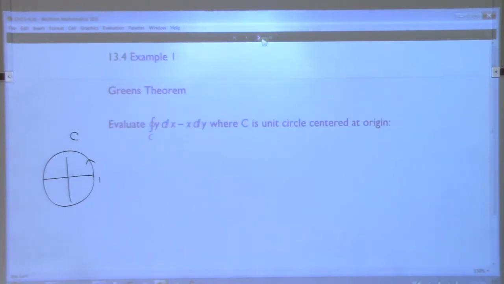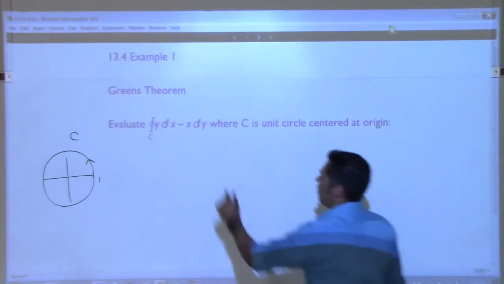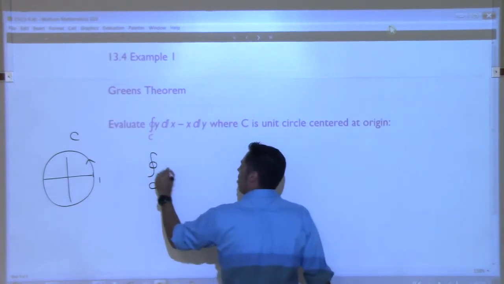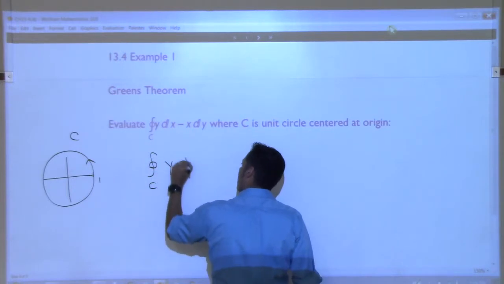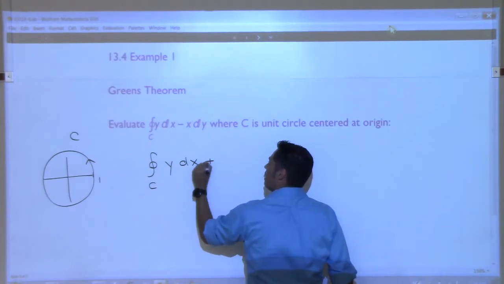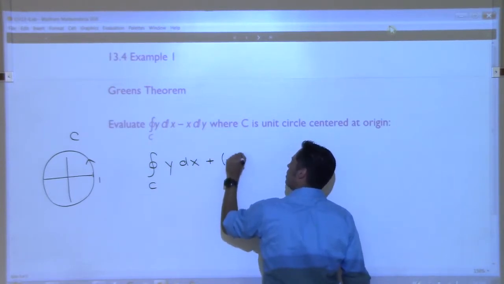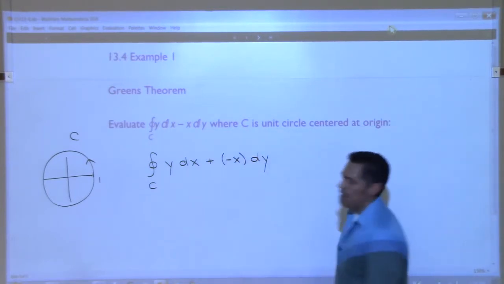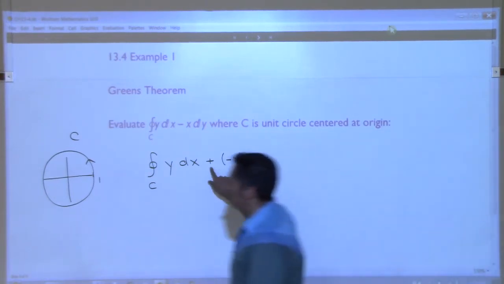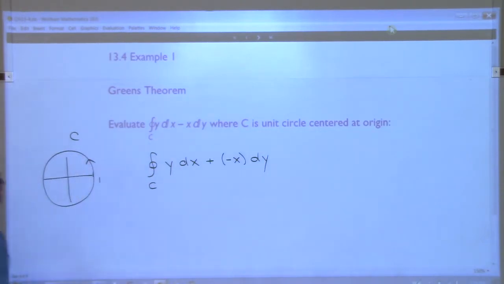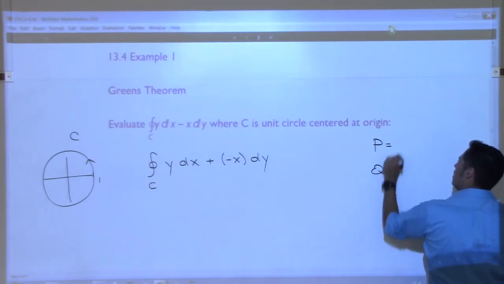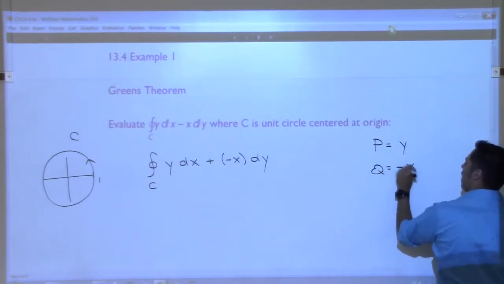So for this particular problem, do you all see that we have a line integral over closed curve C of y dx. Now we don't have plus, do we? We have minus. So I'm going to say plus negative x dy. So that's the same thing, right? That's the same as that over there. I have a plus here now. So can you tell me right now what P is and what Q is? P is y, and Q is negative x.